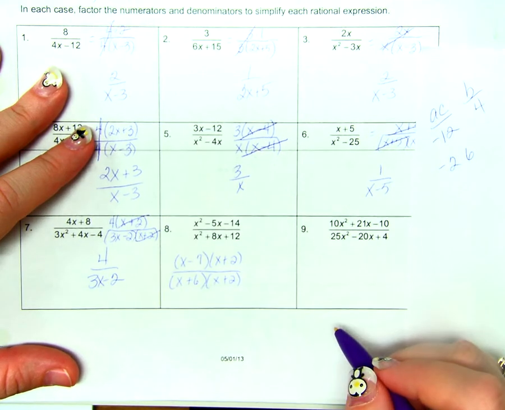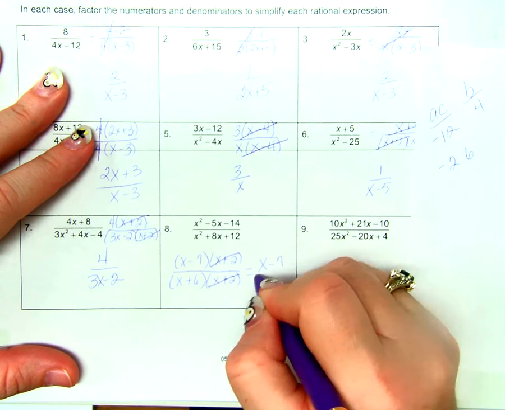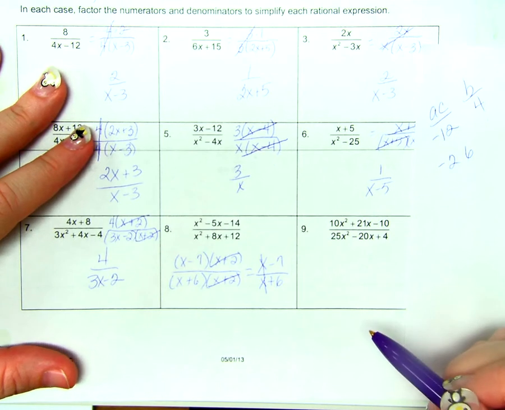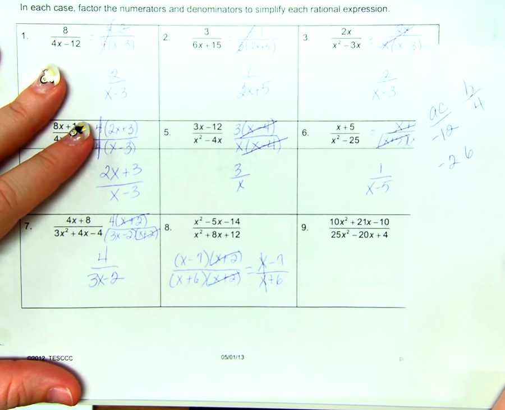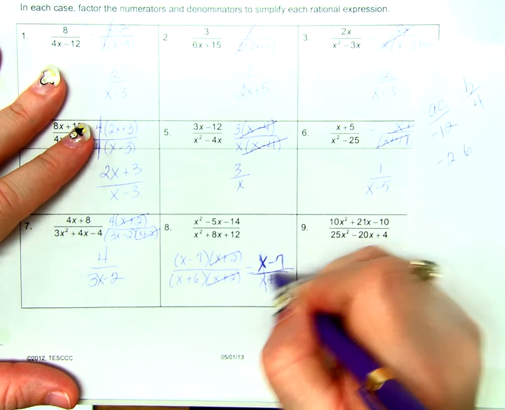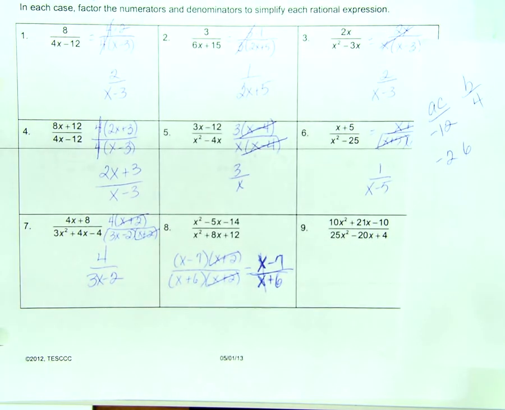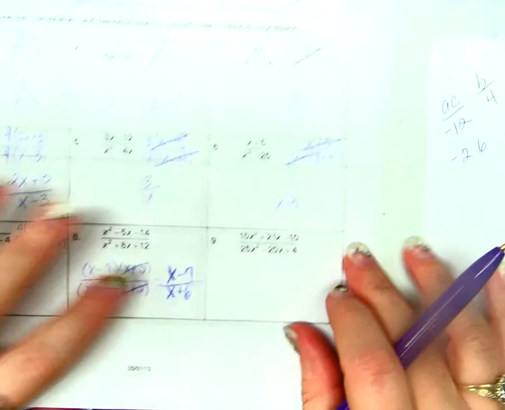What can I do? What's left? And now I can cancel out the x's. Why not? They're not factors. So x minus 7 over x plus 6 is my final answer. Okay? What about 9? What can I do on 9?